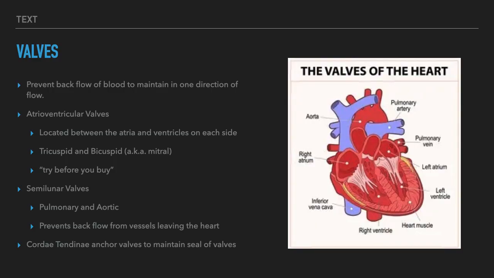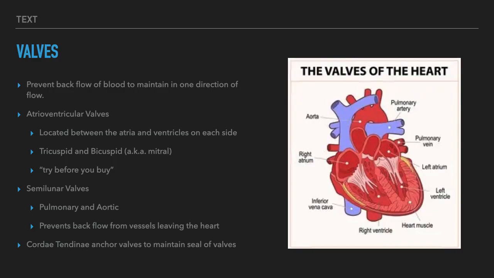So a good, easy moniker to use to remember which one is which: you always try before you buy. So if we follow the typical blood flow through the heart, tricuspid comes before bicuspid. Try before you buy. Before Amazon came along, we used to go to these things called clothing stores. And you would go into the clothing store, try on your clothes, and if they fit well, then you would go ahead and buy them. And so that's where try before you buy comes from.